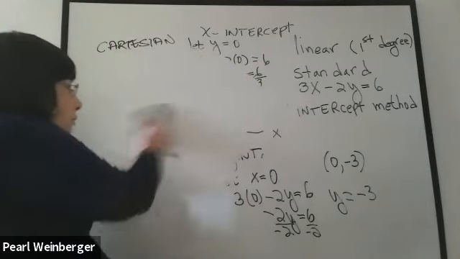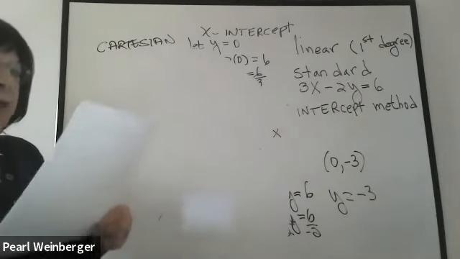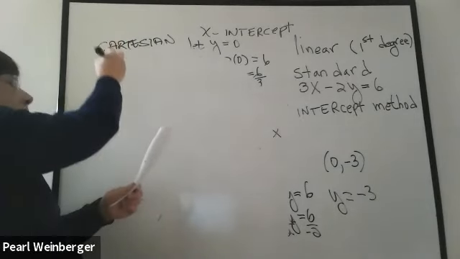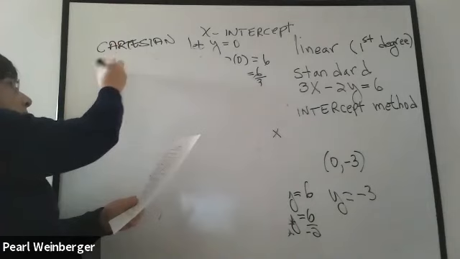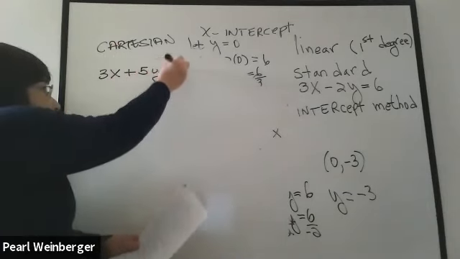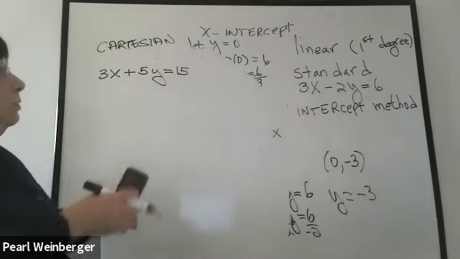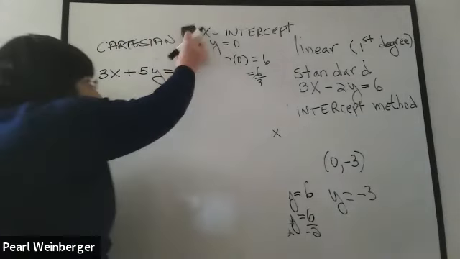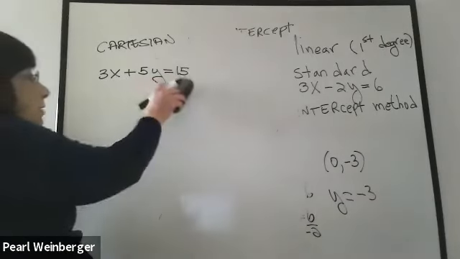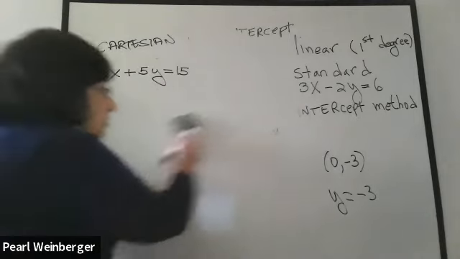On your paper, I want you to try graphing this line. 3x plus 5y equals 15. See if you can draw a sketch on your paper of the line. It's in standard form because it has the x, the y, and the number. Find the x and y intercepts and sketch the line.